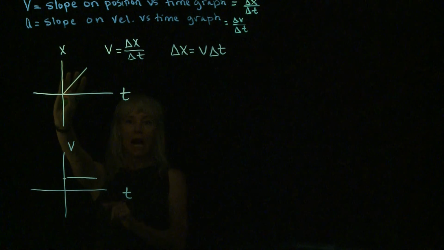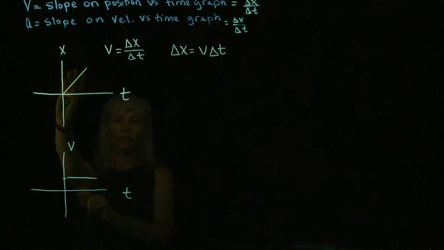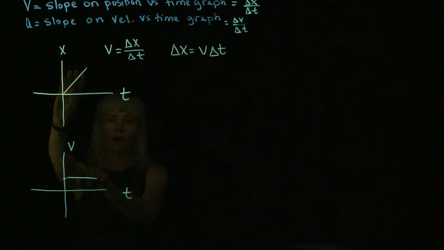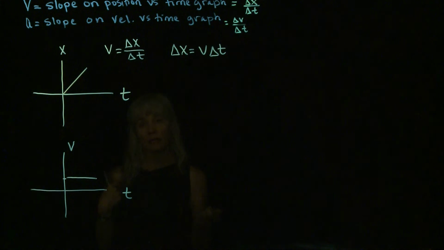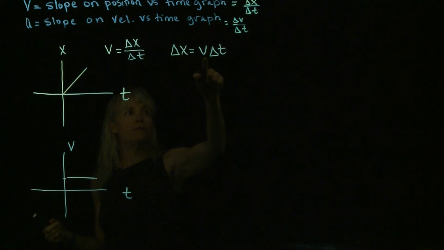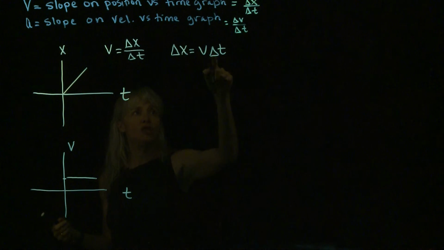I knew that the velocity was a constant with respect to time, and so I could draw the velocity versus time graph. And now I want to see, can I infer the position versus time graph from the velocity versus time graph? And the answer is yes. So look at the form here. This is velocity times change in time.